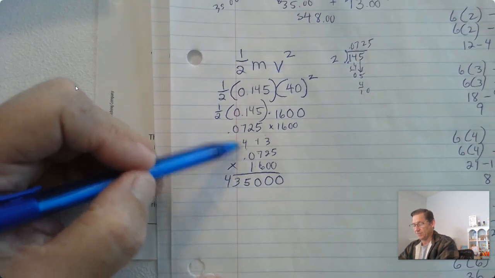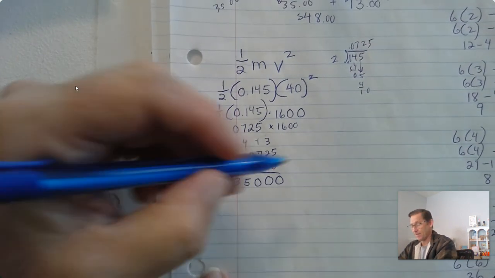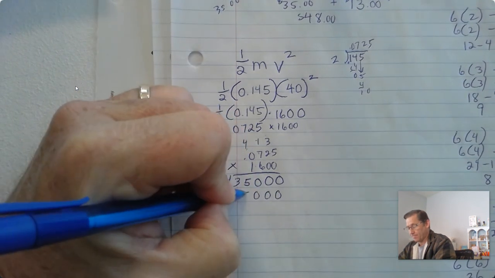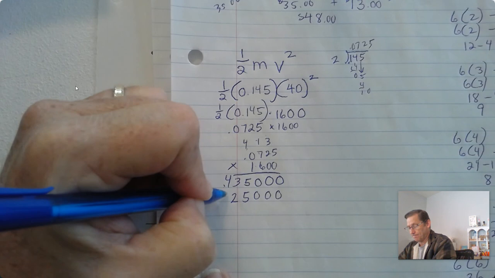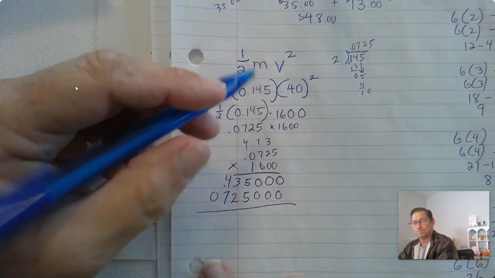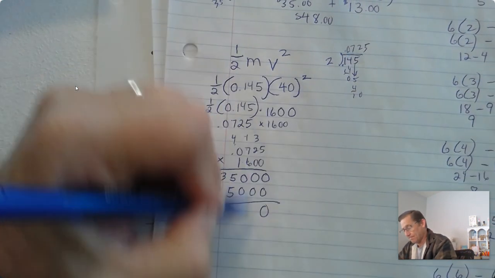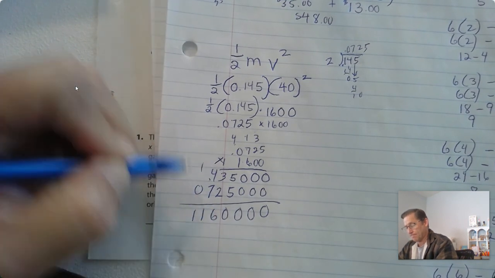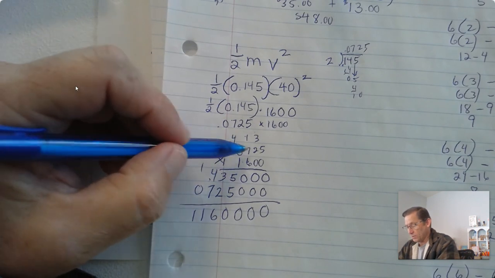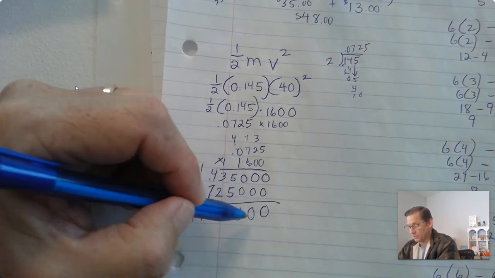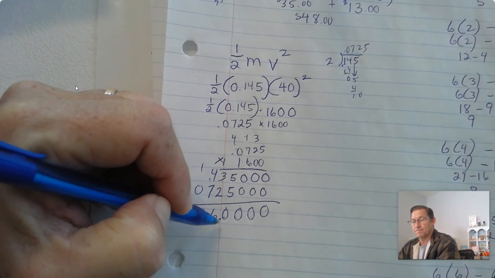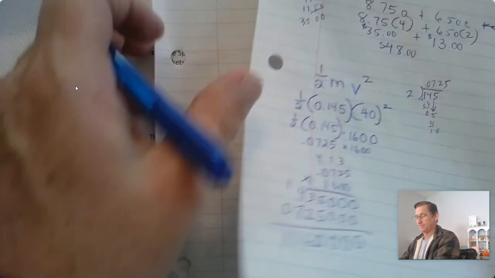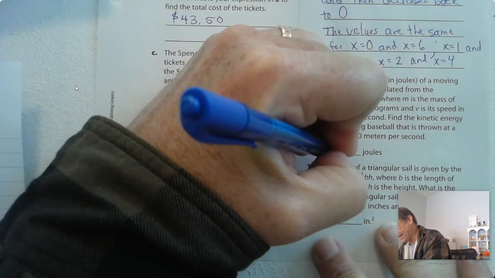Six times 0 is 0, so the 4 there. Okay. And one, two, three, 4 decimal places. 1, 2, 3, 4. So 116 joules is the kinetic energy.